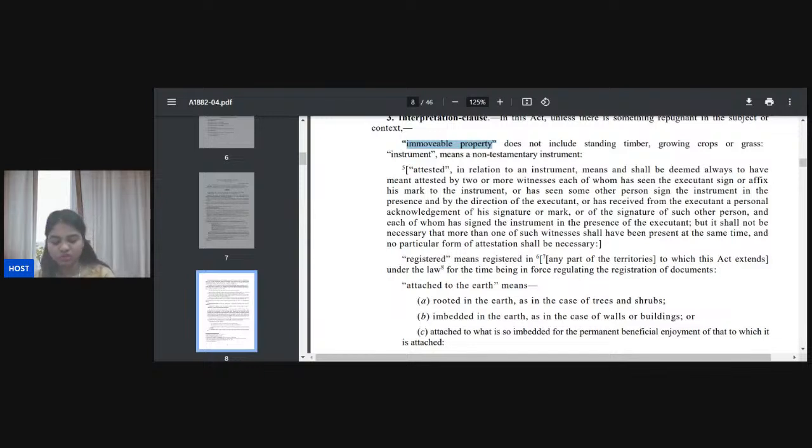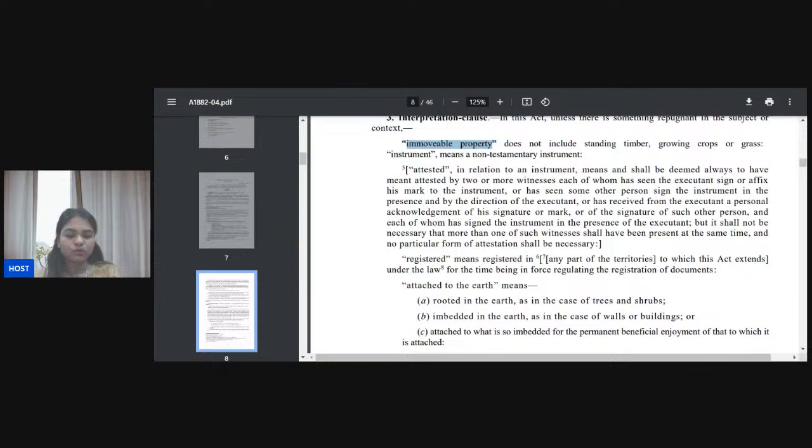Where do you get the definition? This act is only telling that immovable property does not include standing timber, growing crops or grass. Then what does it include? It is talking about what it does not include. Then what does it include? How do we know what it includes?